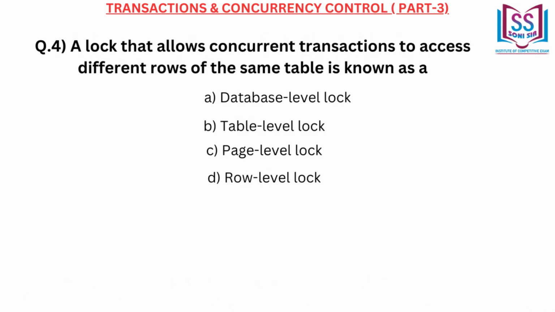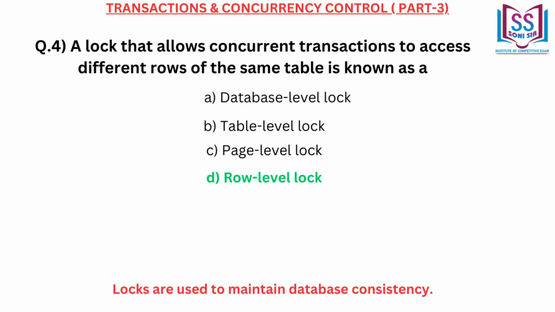A lock that allows concurrent transactions to access different rows of the same table is known as: A. Database level lock, B. Table level lock, C. Page level lock, D. Row level lock. Correct answer D. Row level lock. Locks are used to maintain database consistency.